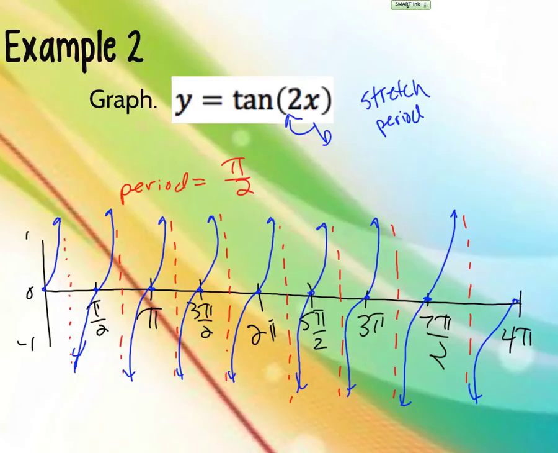So that's it for the notes. Are there any questions or concerns about graphing tangent? Okay. Anyone still need it?